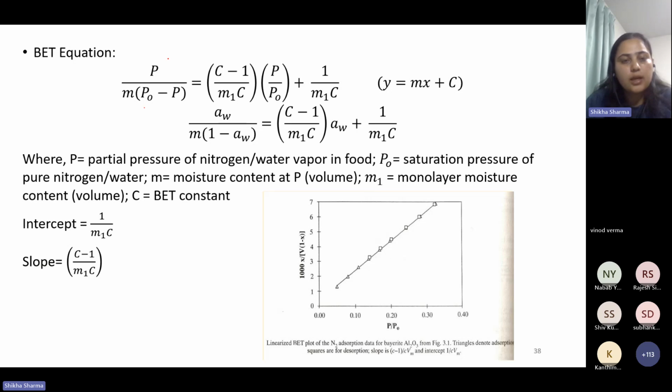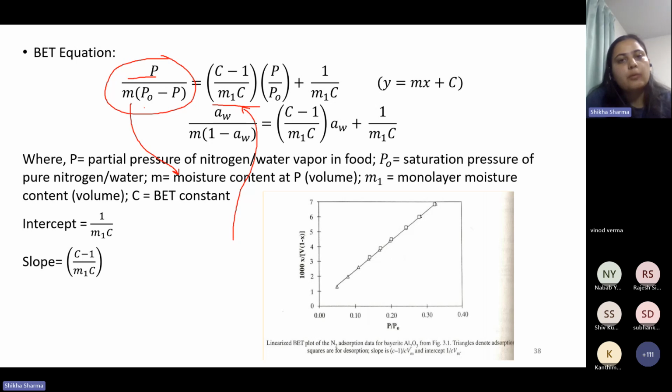The equation has P divided by M multiplied by P naught minus P. Here P is the partial pressure of the nitrogen or the water vapor in the food, divided by M, which is the moisture content at that pressure. So it is the volume of moisture, how much water is getting absorbed on any food material, or how much water is associated with the food. Multiplied by P naught minus P, where P naught is the saturation pressure minus the partial pressure, equals C minus 1 upon M1 C. Here C is the BET constant, as per the BET theory.